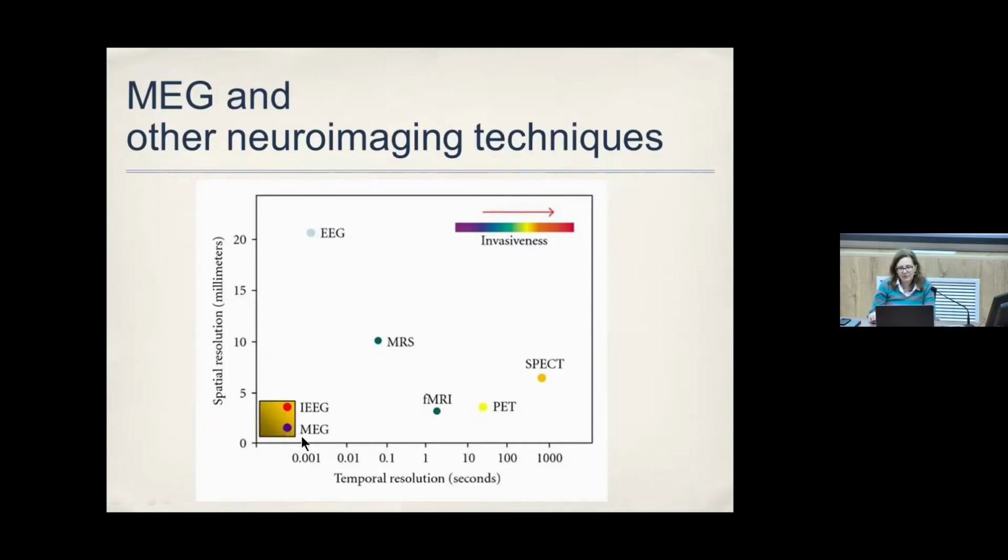And you can see MEG is less invasive, and best in temporal and spatial resolution. And it's actually similar in all these characteristics, including invasiveness, to iEEG, intracranial EEG recording. You had a previous lecture on EEG, and you know that EEG measures brain activity usually from the skull, and that's represented here. It has pretty good temporal resolution, but still a little bit worse than MEG, and I will show you on a slide why that is so. But it has really bad spatial resolution.